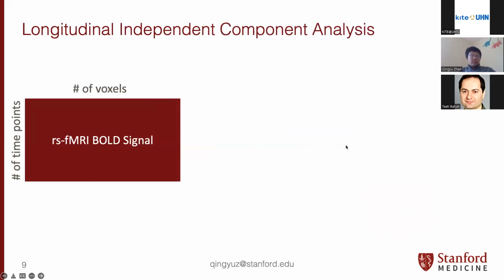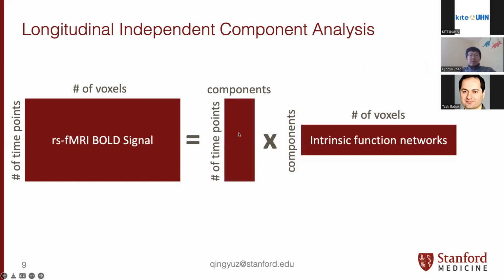And as you may know, there are actually a lot of ways to quantify these intrinsic brain networks. One of the most popular approaches for estimating such functional networks is based on independent component analysis. And the idea is that the resting state BOLD time series of all voxels, which can be written in this matrix form, can be decomposed into the activation of a few functional networks.